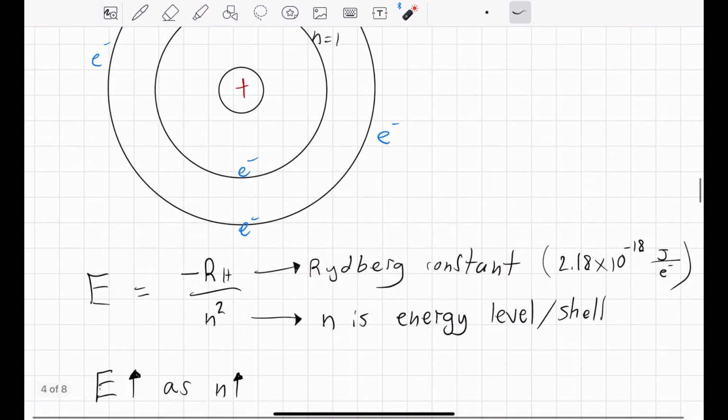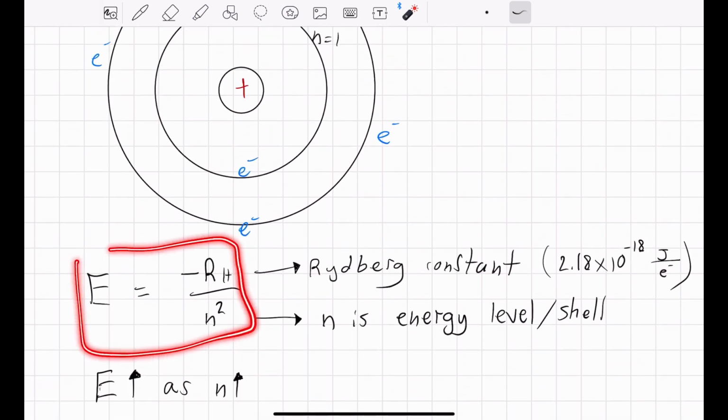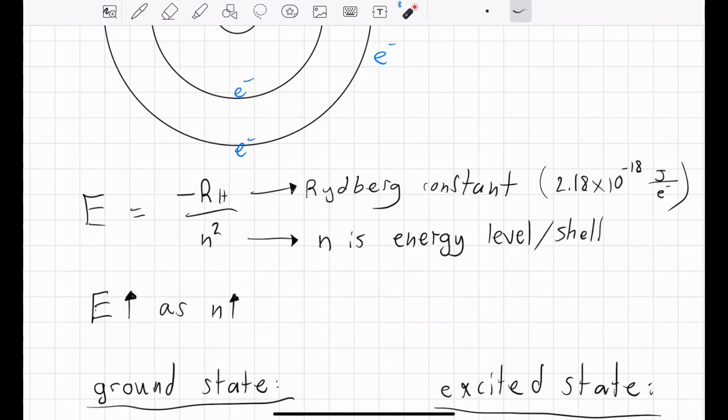And with this information, we also have another formula, which you don't necessarily have to memorize for the MCAT, but it's good to know the general concept. So we have energy equaling the negative constant, which we call the Rydberg constant, divided by n squared, which is energy levels, or energy shells squared. And the important thing to notice here is that energy is directly proportional to energy shells.